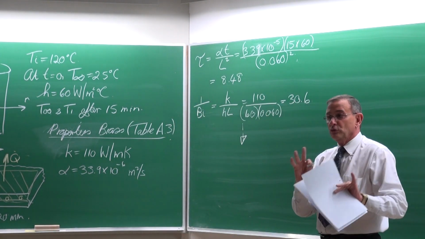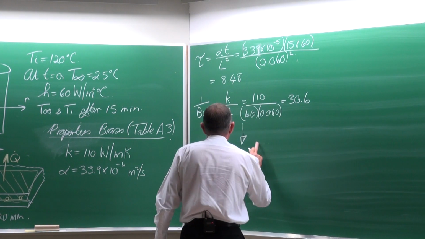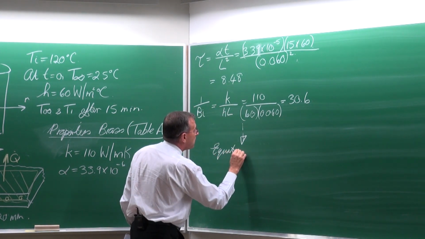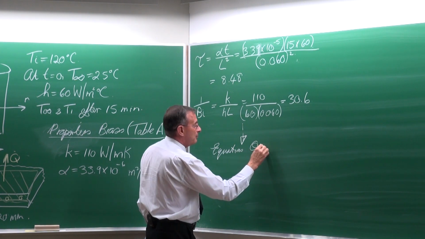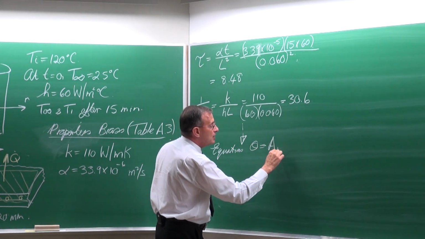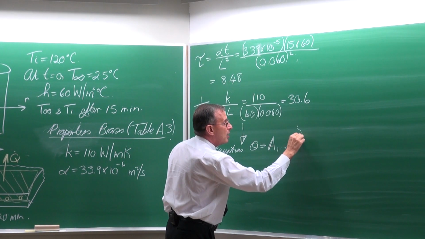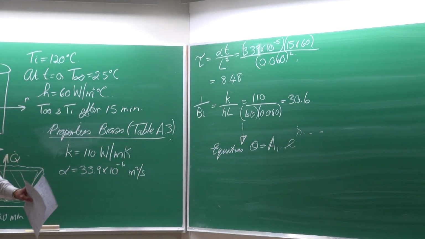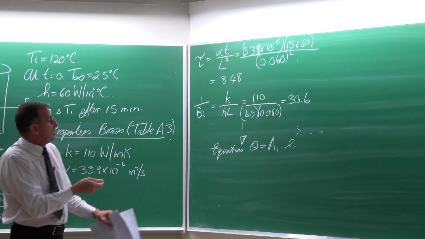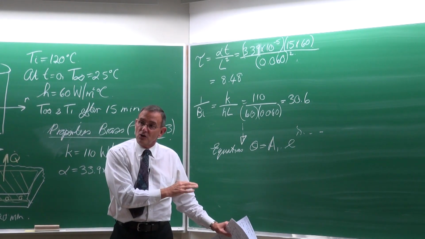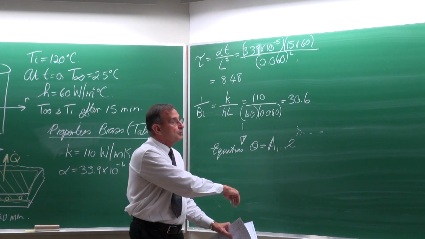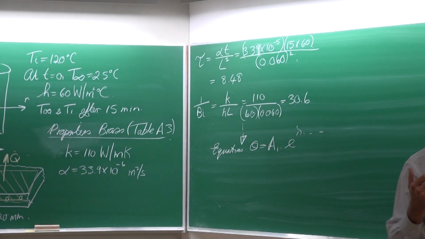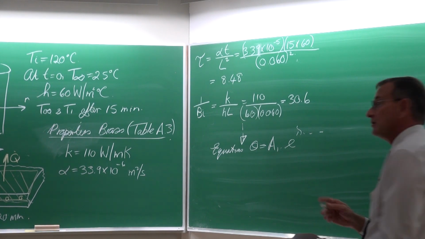So take note that normally you would go and use the equations to get the non-dimensionalized temperature as equal to A1 e to the minus lambda squared Fourier number, and so on. That is how you actually should do it. Okay. I'm going to use the Heisler charts because I don't want to put in too much mathematics and make the problem too long. That's the reason I'm going to use the shortcut.